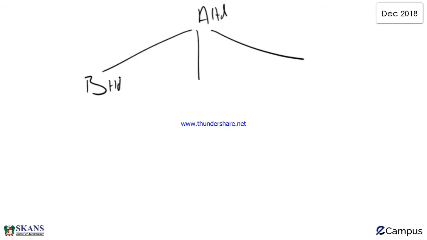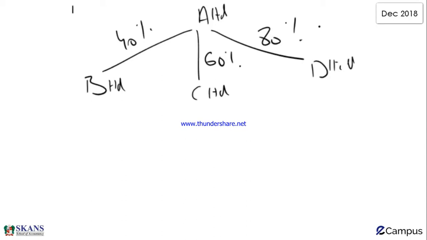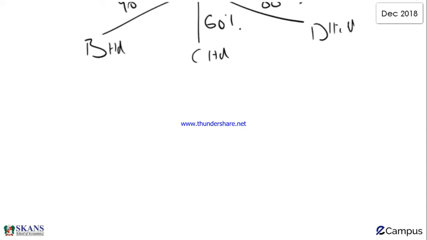if I say, for example, A Limited owns B Limited, C Limited, and D Limited, 40, 60, and 80%. Well, in that case, everyone would declare that A Limited is not controlling B Limited. So B Limited would not be a 51% group, whereas C and D are.